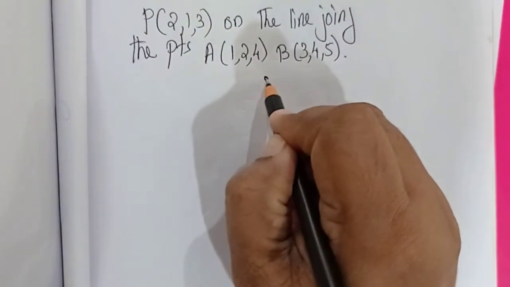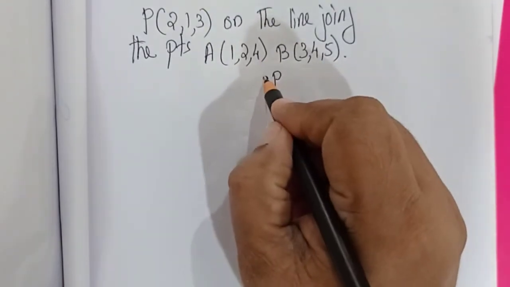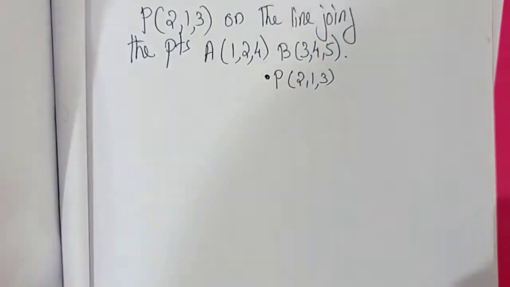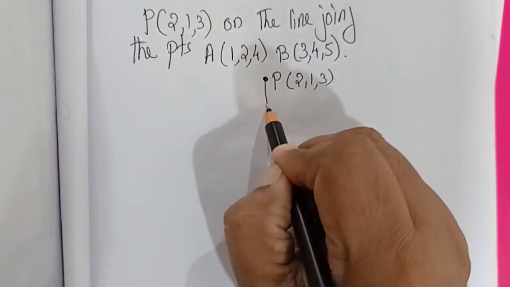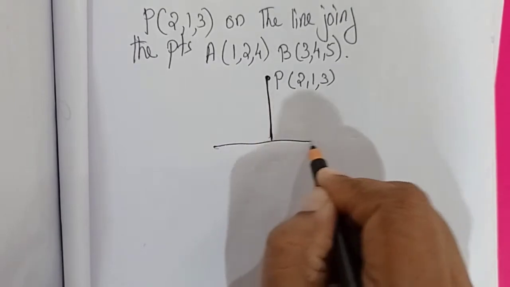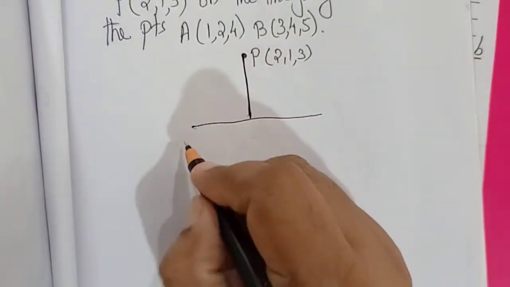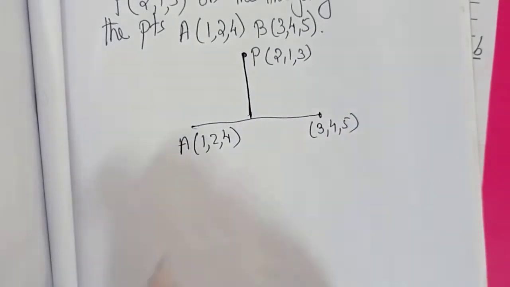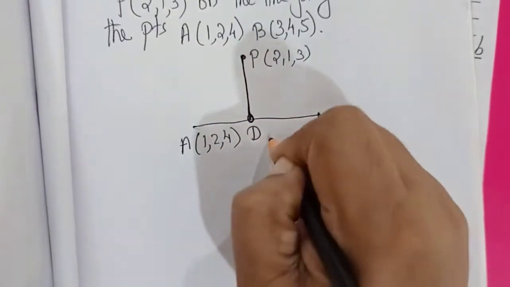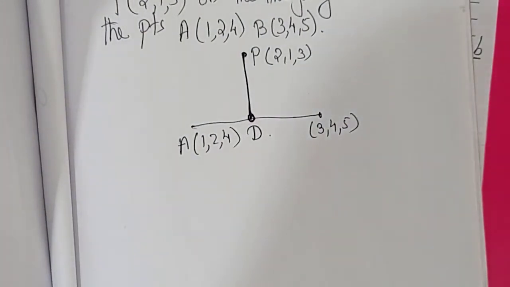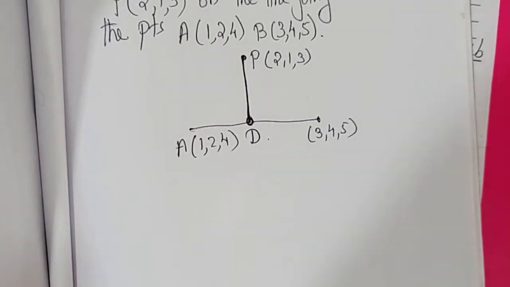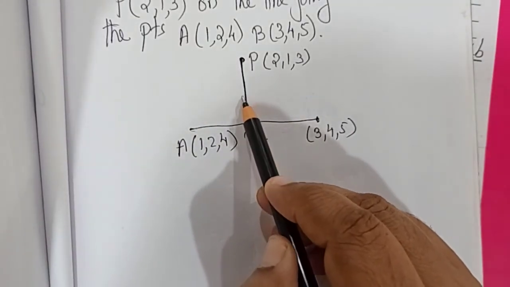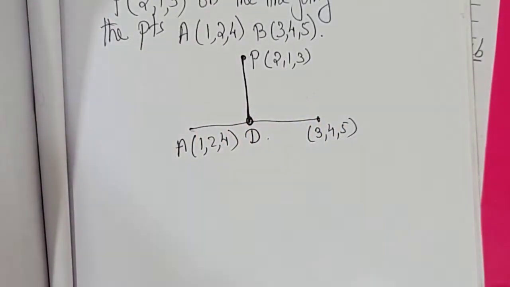First we can draw the figure. P is the point 2, 1, 3. Find the coordinates of the foot of the perpendicular from P to the line joining. That means you can mark the line as the points A 1, 2, 4 and B 3, 4, 5. Our aim is to find the point D. Listen very carefully. P is a point and our aim is to find the coordinates of the foot of the perpendicular from P to the line AB.